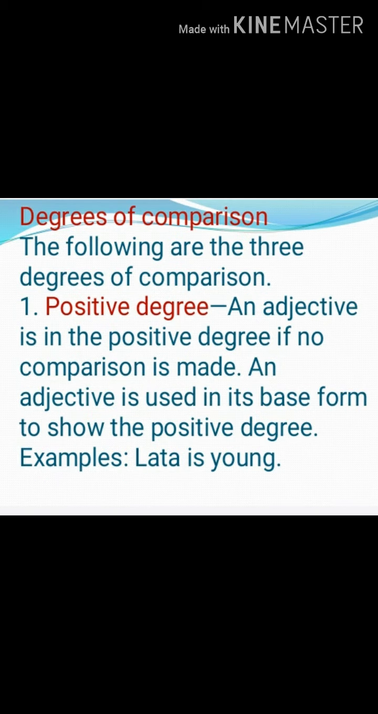Then comes the degrees of comparison. There are 3 degrees of comparison. First one is the positive degree. An adjective is in the positive degree if no comparison is made. Means it is only in a positive way. An adjective is used in its base form to show the positive degree. Like Lata is young. Here the word young is a positive degree.